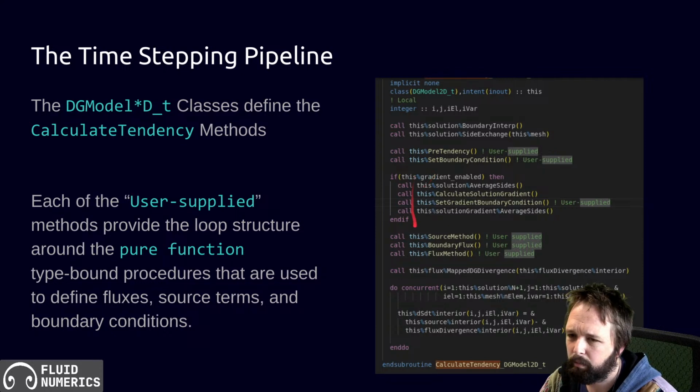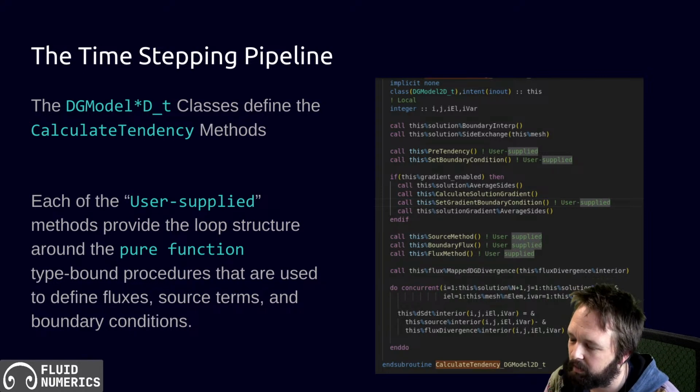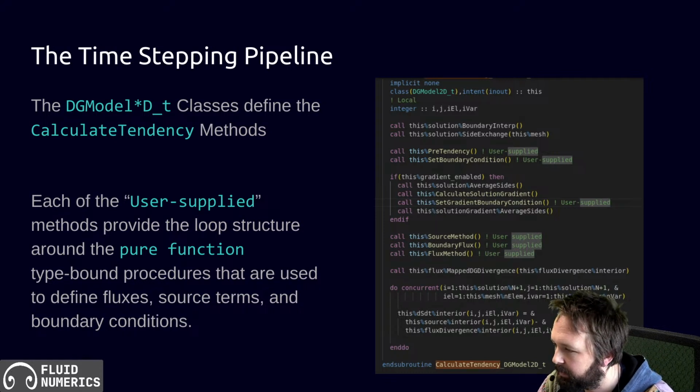If you have gradients enabled, basically what we'll do is go through and do what's called a Bassi-Rebay method. So the solution gets averaged at the sides, and then we use a DG form of the weak form of the gradient operator. And for the boundary fluxes for the gradient, we use the average of the solution variables at those sides, and then we can set the gradient boundary conditions. So, as I mentioned before, what we had talked about in the last couple slides was doing hyperbolic fluxes. So these would be like your parabolic fluxes for your diffusion terms.